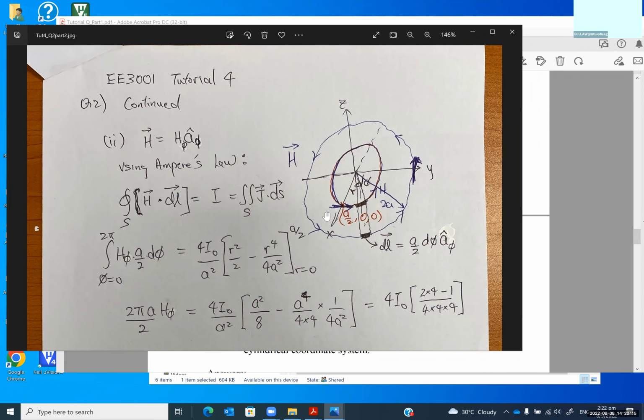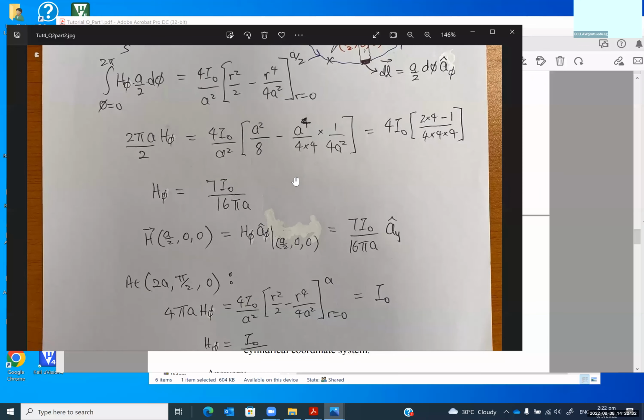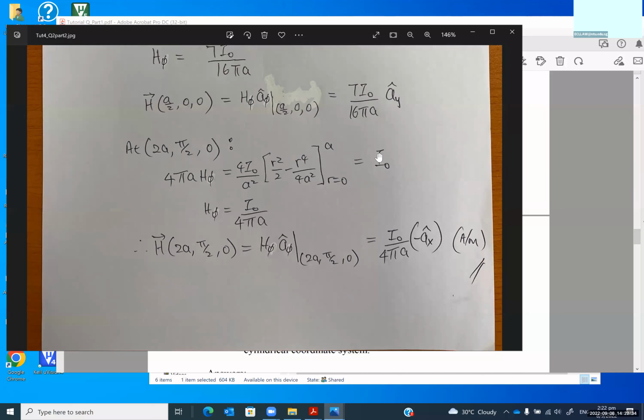With a radius 2a. We have found in the first part up to a radius of a, the total current is I, right? Is there any current flowing from a to 2a? No, right? Because it's given the current density is 0 beyond the radius of a. So therefore, the total current is just I naught. So that's how we get this coefficient part, I naught divided by 4 pi a, in the direction of minus a x.